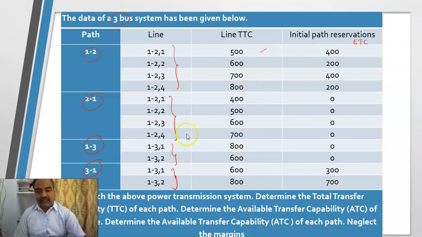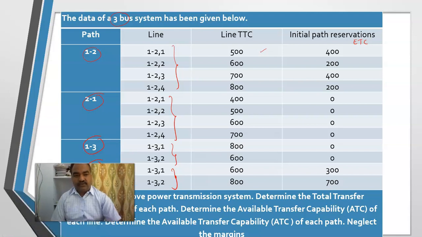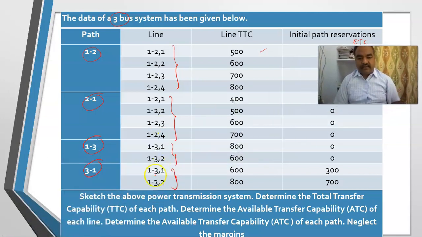Okay, so what they are asking us is to sketch the above power transmission system and determine the total transfer capability of each path, the ATC of each line, and the ATC of each path, neglecting the margins. First of all, let's try this path. How many buses are there? There are 3 buses, right? So you will get it like this: bus number 1, bus number 2, and bus number 3.